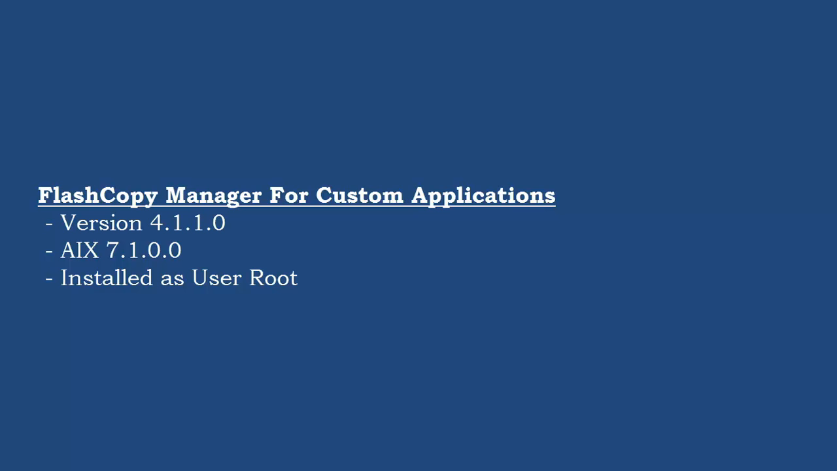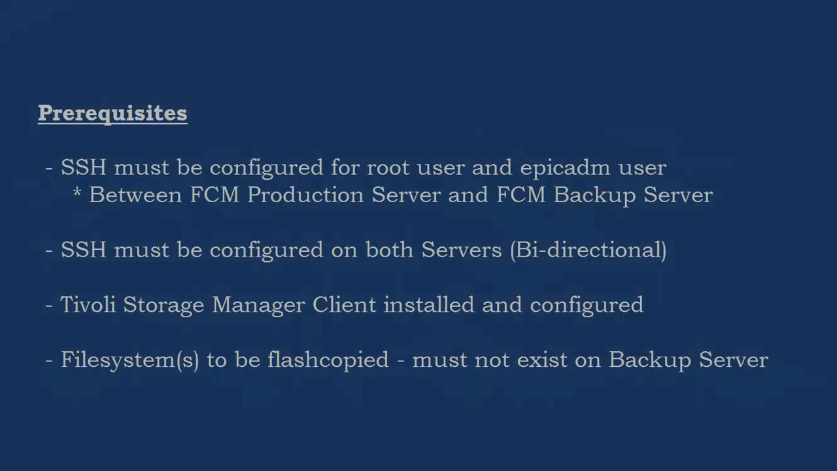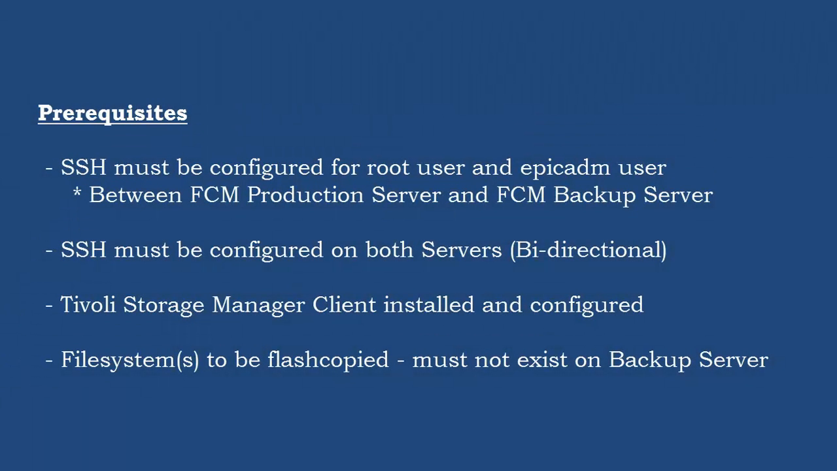Before we begin, we have to make sure we meet a couple of prerequisites. First, SSH must be configured for user root and the application owner, AIX ADM, bidirectional between the production server and the backup server. If you're going to be backing up to Tivoli Storage Manager, we need to install the Tivoli Storage Manager client on both the production server and the backup server. The only difference in these two configurations will be the node name. And finally, we need to make sure that the file systems that we're backing up with FlashCopy Manager do not exist on the backup server.